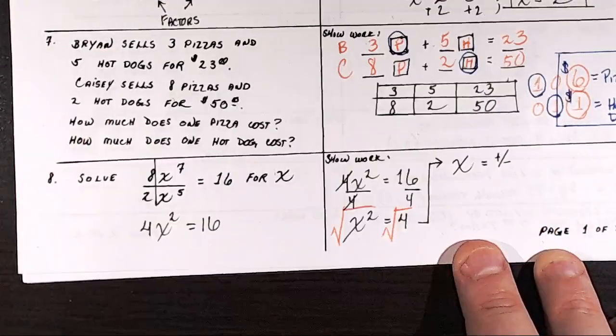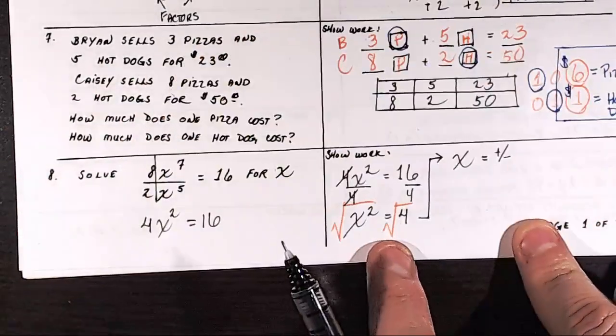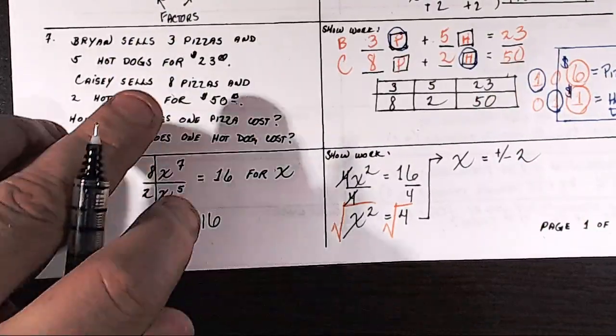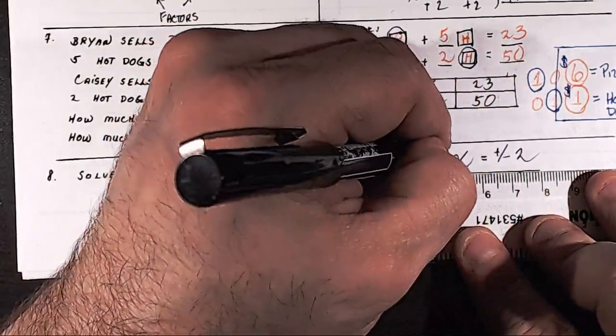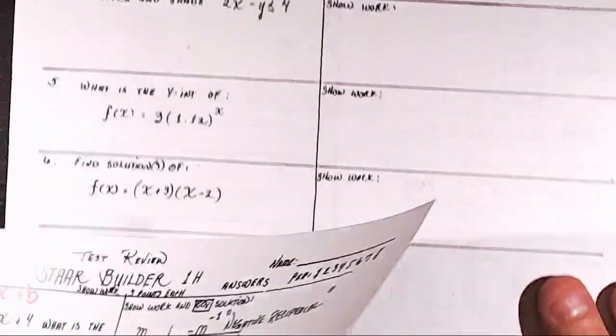When I take the square root of both sides, I get x by itself on the left equal to plus or minus. Remember, when you take the square root of a number, you have to put plus or minus. And the square root of 4 is 2. So x equals plus or minus 2. And that is your answer. And put that in a box. Flip the page.